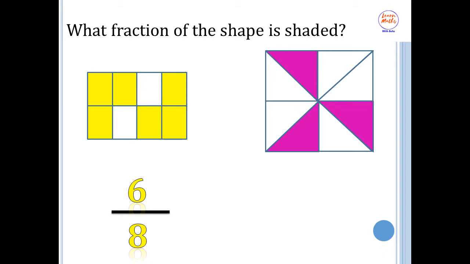The other one, this is a triangle. Looking at the shapes very well, it is divided into 8 triangles in one big rectangle. So we have 8 triangles in one big rectangle. The part shaded, just count the magenta color that you have there. You have 1, 2, 3. So we have 3 parts shaded over the total number of parts, which is 8.